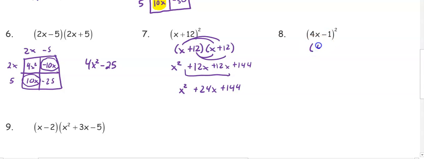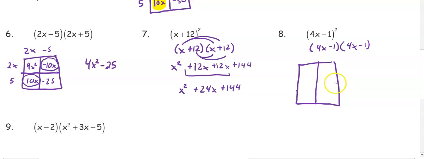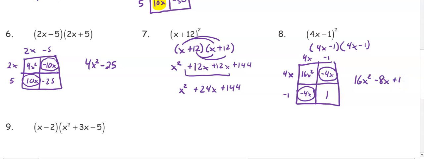In number 8, when we rewrite this, we have 4x minus 1 times 4x minus 1. We can make a box problem out of this. So we have 4x minus 1 and 4x minus 1. 4x times 4x is 16x squared. 4x times negative 1 is negative 4x. 4x times negative 1 is negative 4x. Negative 1 times negative 1 is positive 1. In our x's, we have negative 4x minus 4x, which becomes negative 8x. So we have 16x squared minus 8x plus 1.